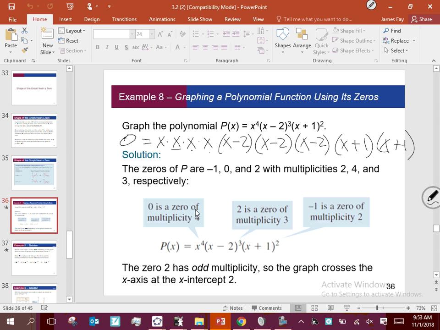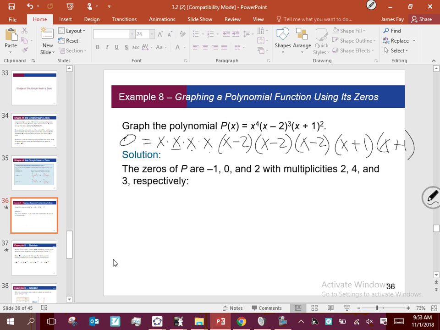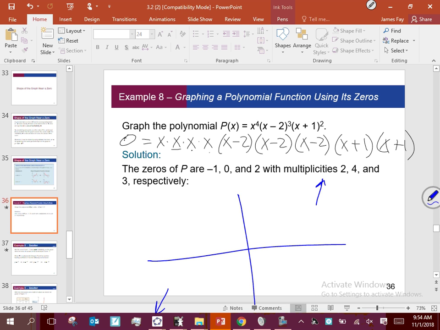The x minus 2 is a multiplicity of 3. And the x plus 1 is a multiplicity of 2. So when we get to graphing these, here's the thing. I'm not going to do any multiplication here, but if I multiply all that out, is that a positive x to the 9th? Hopefully that's something we can argue and judge relatively quickly. So this thing is going to have end behavior like that.